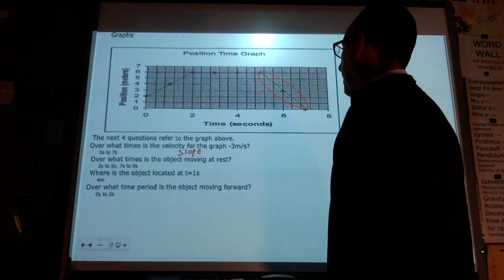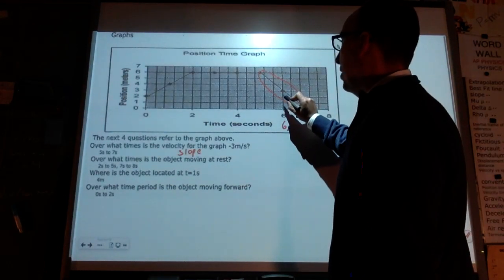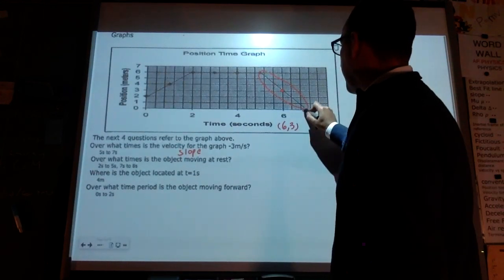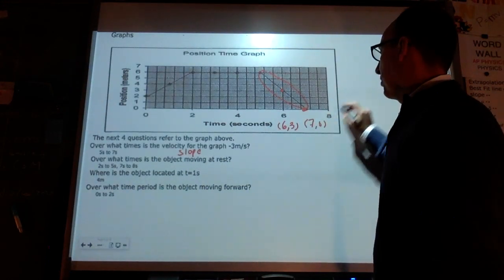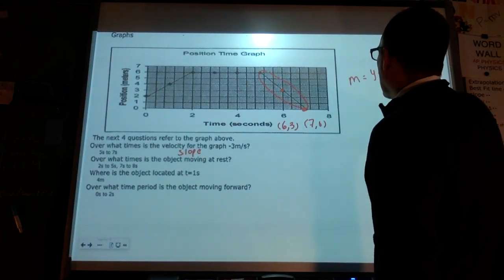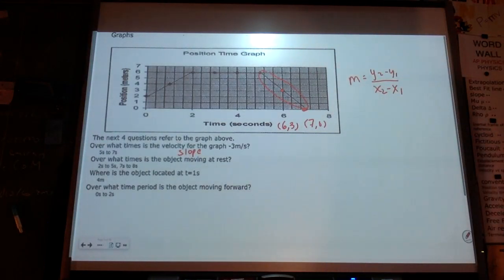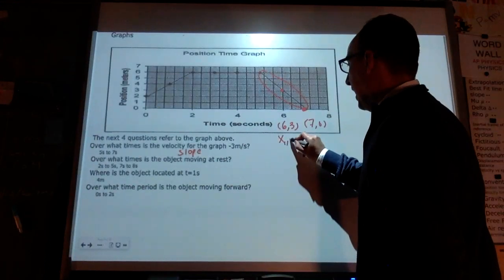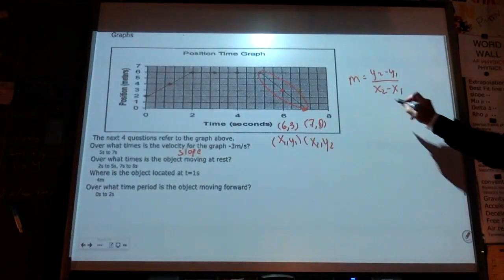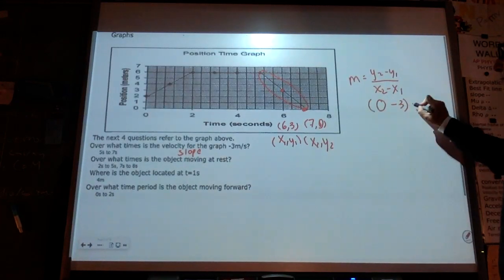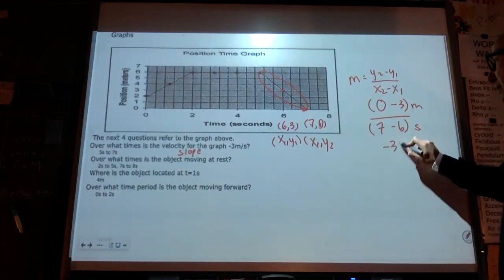To do this, I need ordered pairs that are on this line. That's a good ordered pair. That would be 6, 3. And this would be a good ordered pair. It looks like it's 7, 0. Slope is y2 minus y1 over x2 minus x1. So this would be x1 and y1. This would be x2 and y2. That's a 0. So I'm going to have 0 minus 3 over 7 minus 6. And that's going to give me -3.